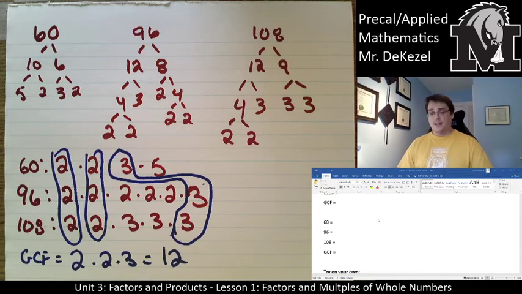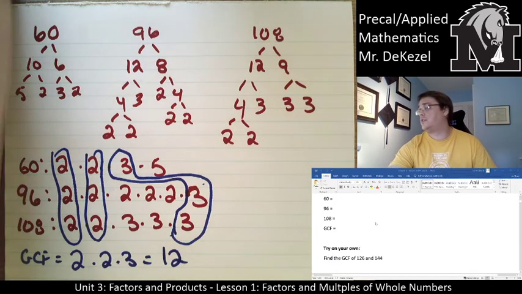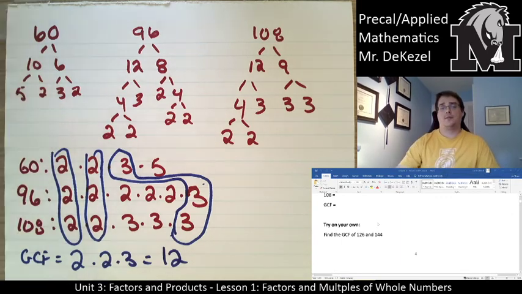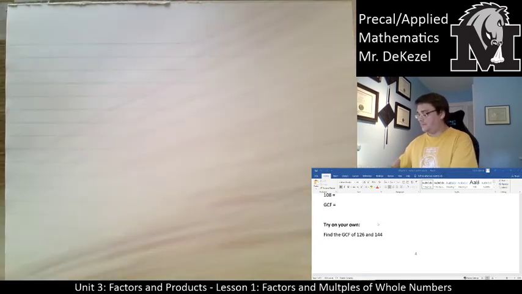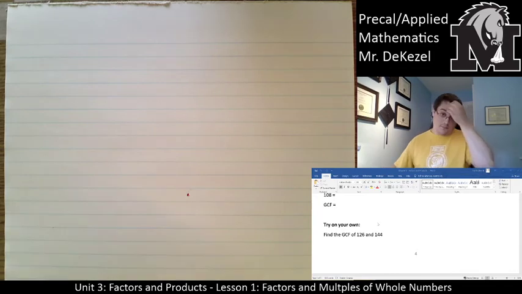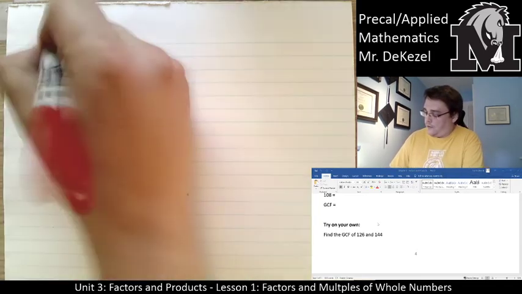There is one thing left to do. Try it on your own. So I want you to find the greatest common factor of 126 and 144. So pause it here and then unpause it when you're done, and we can work through it together. Okay. So let's do 126 and 144.